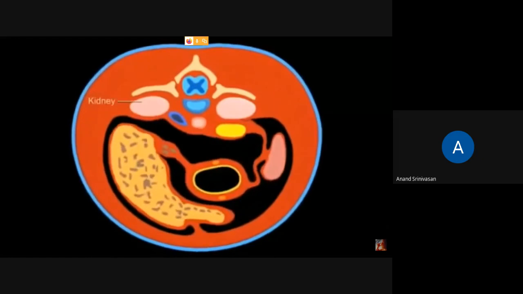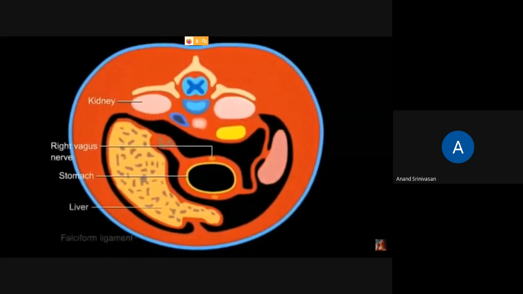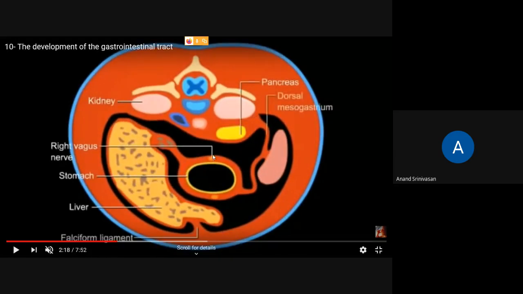Now you can see the pancreas becoming a retroperitoneal structure, and the right vagus is going towards the posterior side, forming the posterior vagus, and here it is the anterior vagus. This part is the lesser omentum. And this part is the falciform ligament. This portion is the lesser sac or the omental bursa, and this is the greater sac.